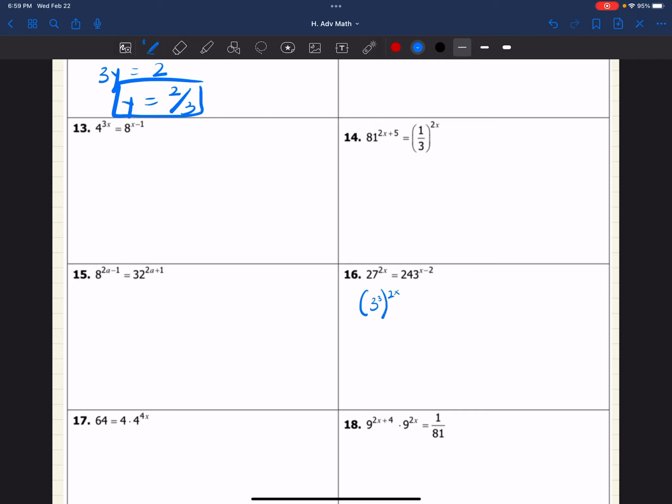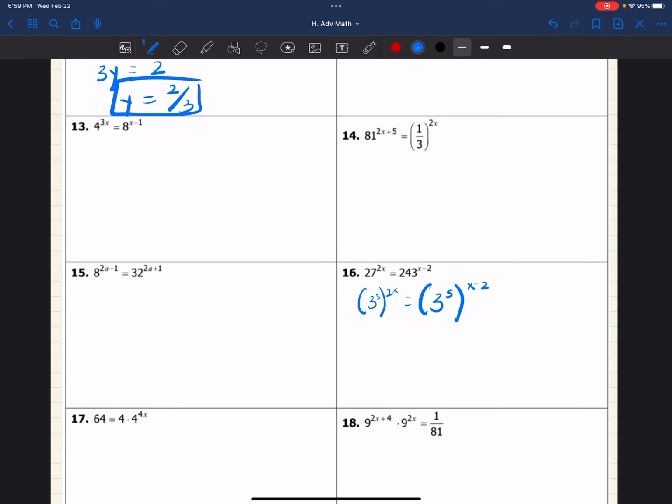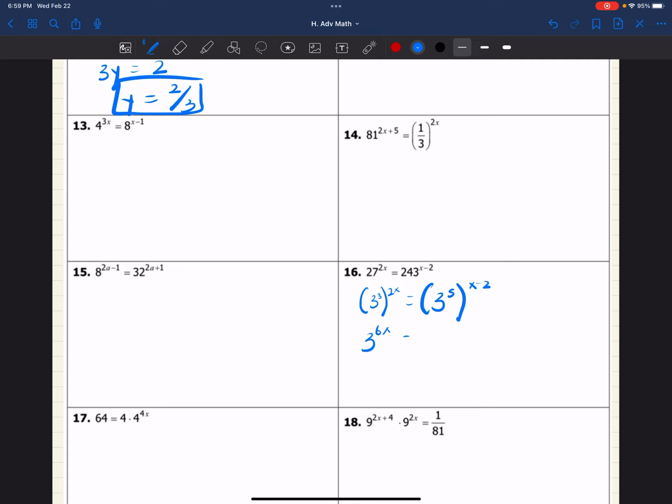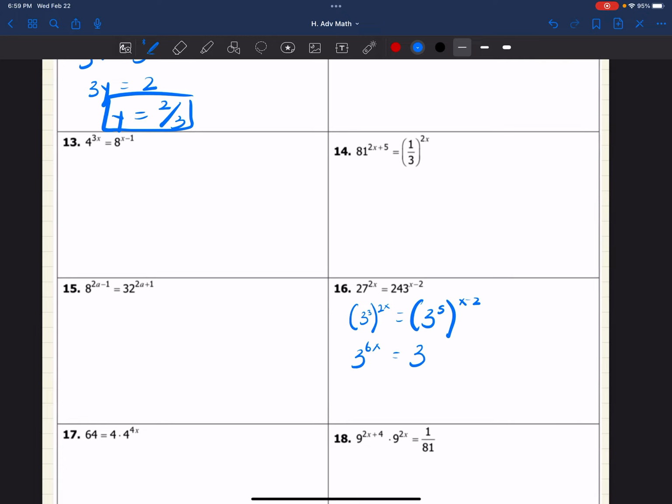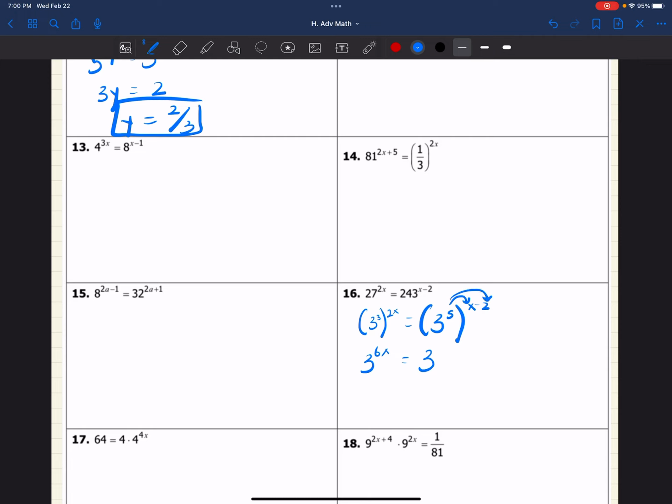So you can go ahead and replace 27 with 3 to the third, and then just copy over your 2x. On 243, you'll realize that that can also be represented with the base of 3. So this will be 3 to the 5th, raised to the power of x minus 2. Remember, you're adding these new exponents, but you still need to copy over the original ones. And then here you have a power to a power, so you have to multiply. So this will turn to 3 to the power of 6x is equal to 3 to the power of, and be careful, this needs to be distributed to the x and to the minus 2. So this will turn to 5x minus 10.